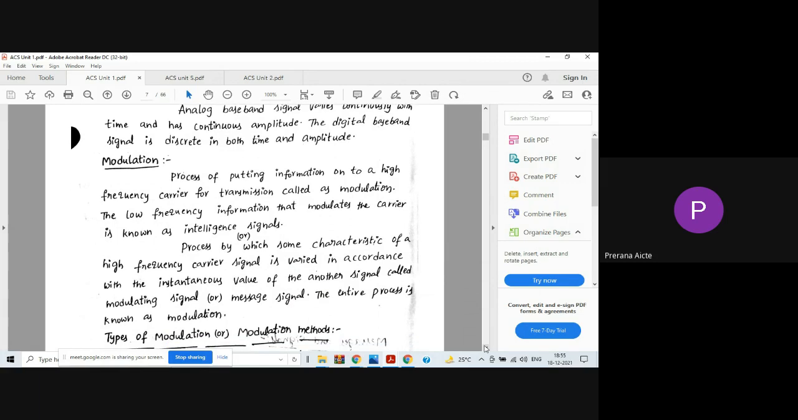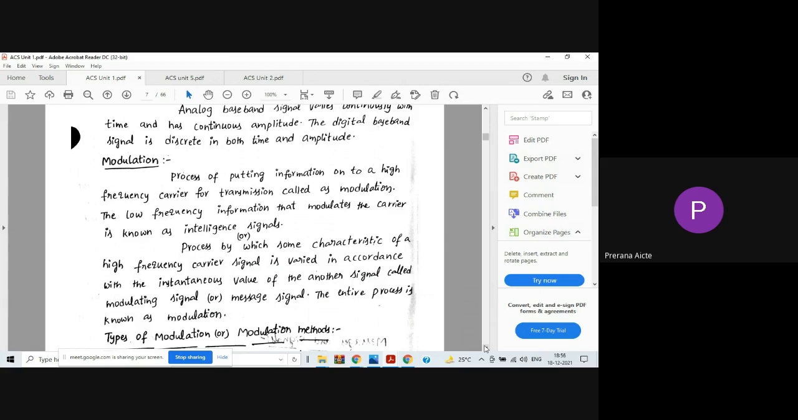Modulation is the process of taking information onto a high frequency carrier and transmitting it. See, I am talking to you, you are listening. Within the room space, you can easily hear my voice. If you go a long distance, my voice is not audible to you, right? At that time, I will take a mic and talk to you. Then the sound will reach you.